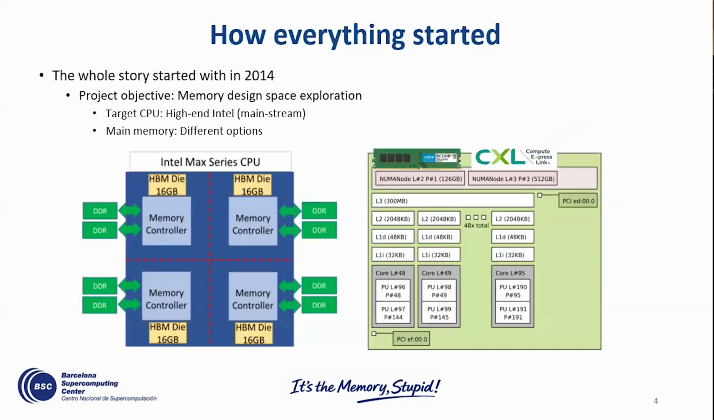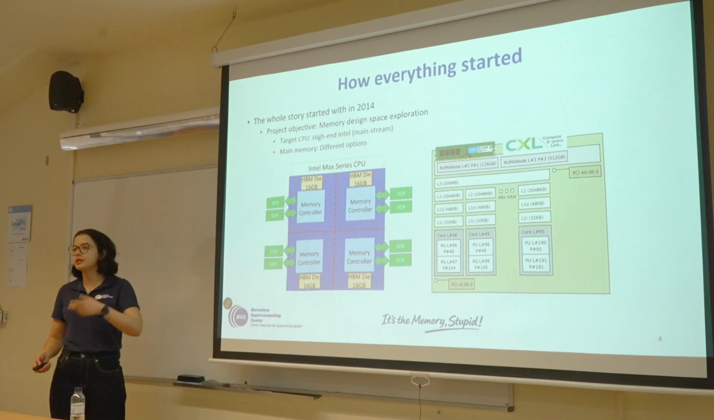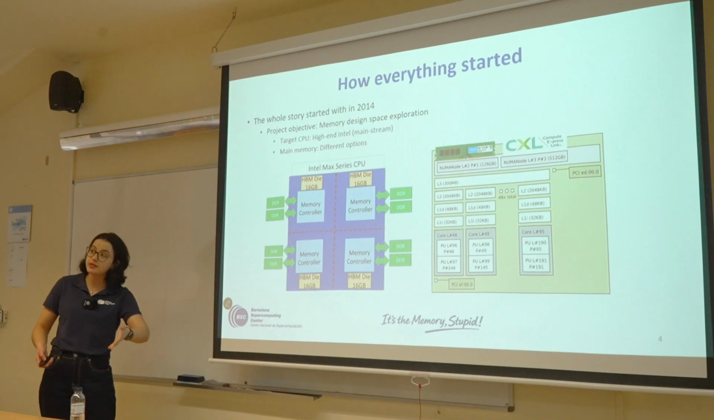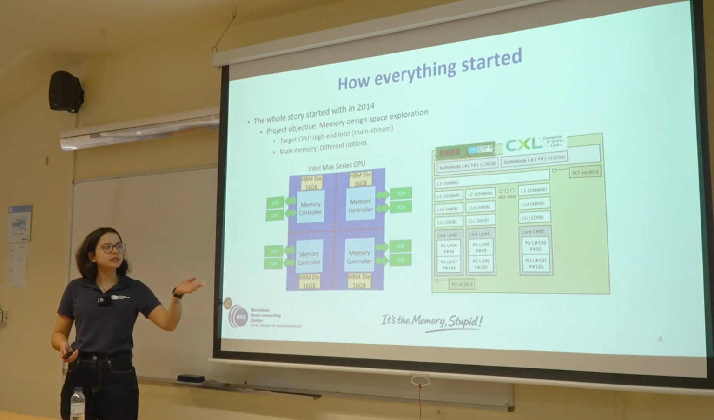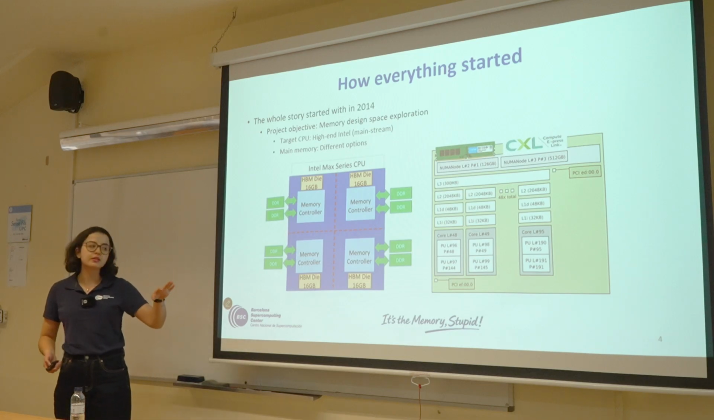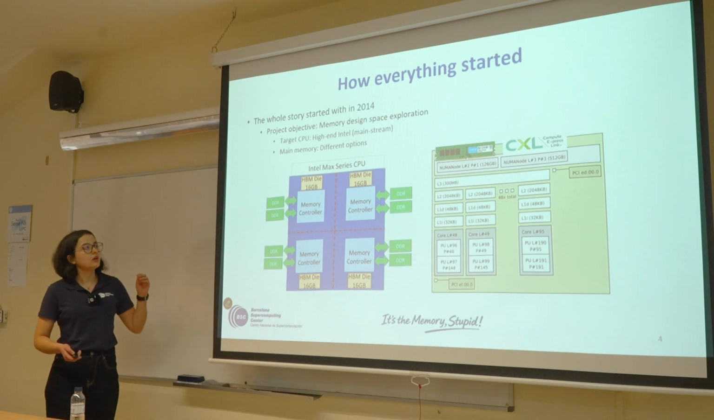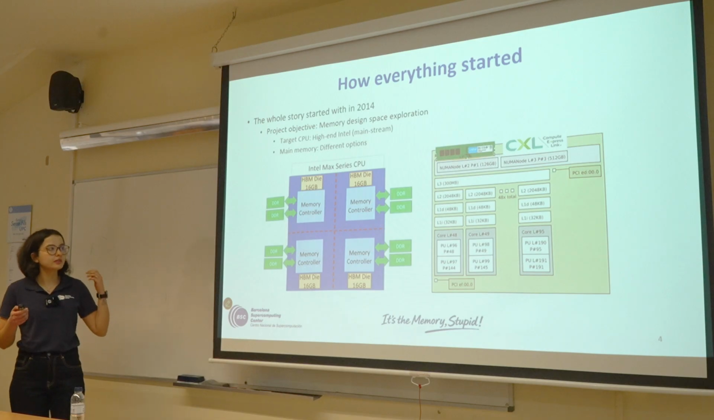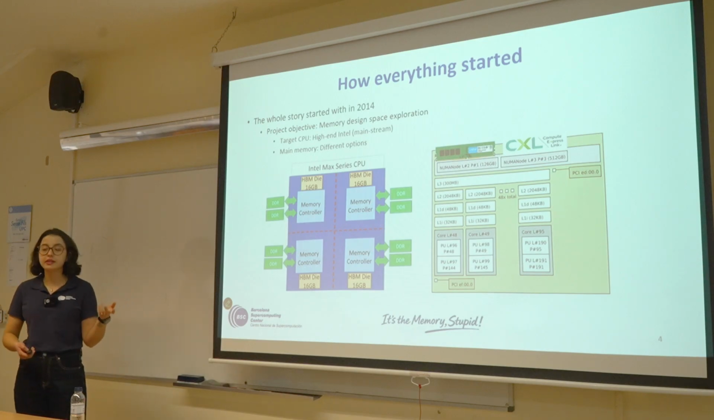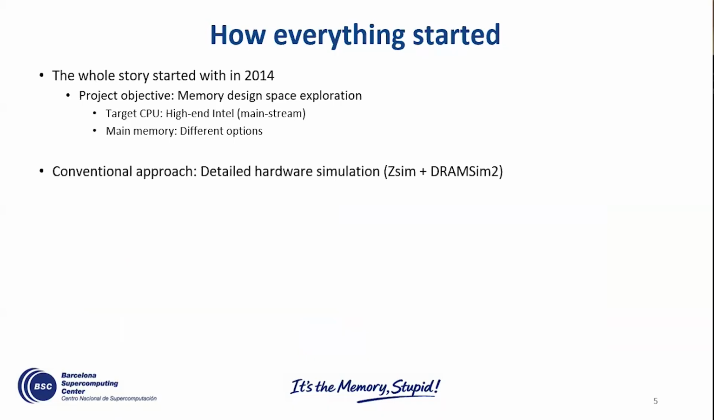In this first one, we have Intel Max with HBM, and in the same CPU, we have HBM and DDR. This is the example we have in Mare Nostrum. So in the partition with HBM, some of the nodes have HBM and DDR in the same CPU. And another example is we have DDR and CXL memory expanders in the same CPU. So this is something that's happening, it's real, and the current approach to evaluate this is to use hardware simulators.